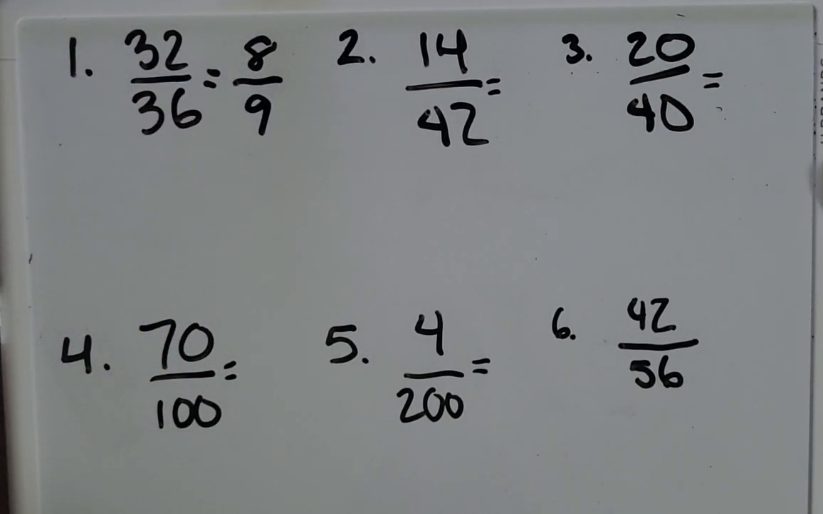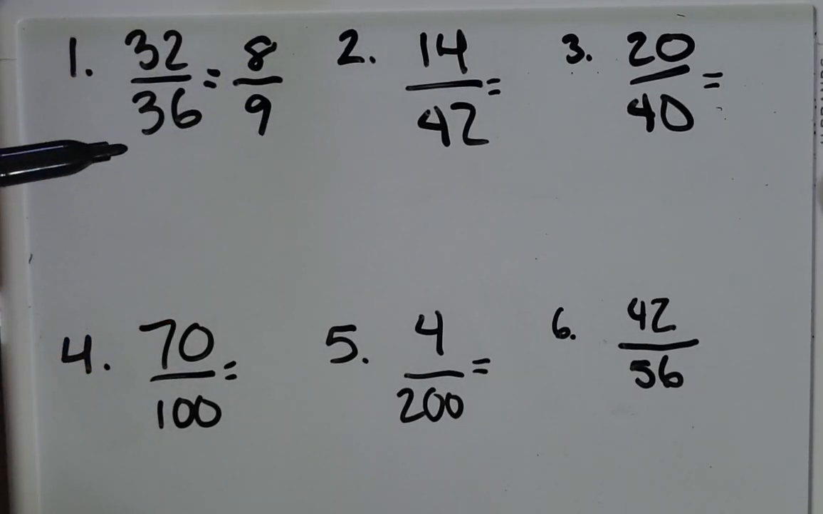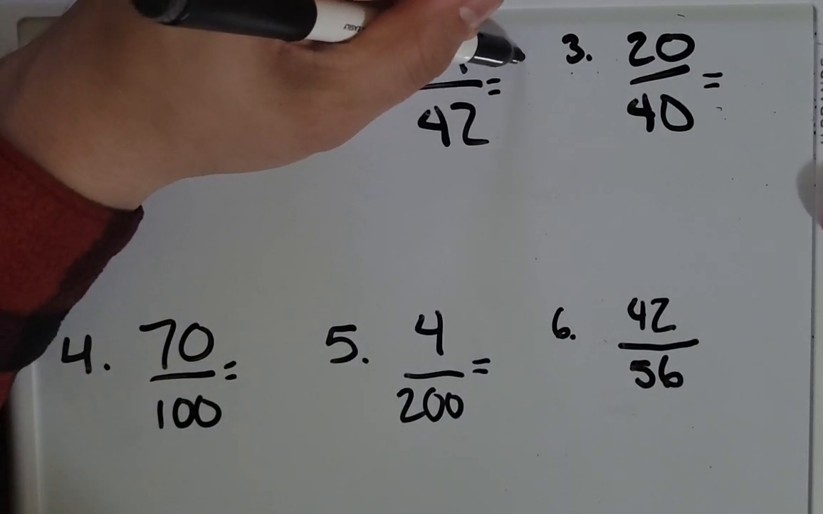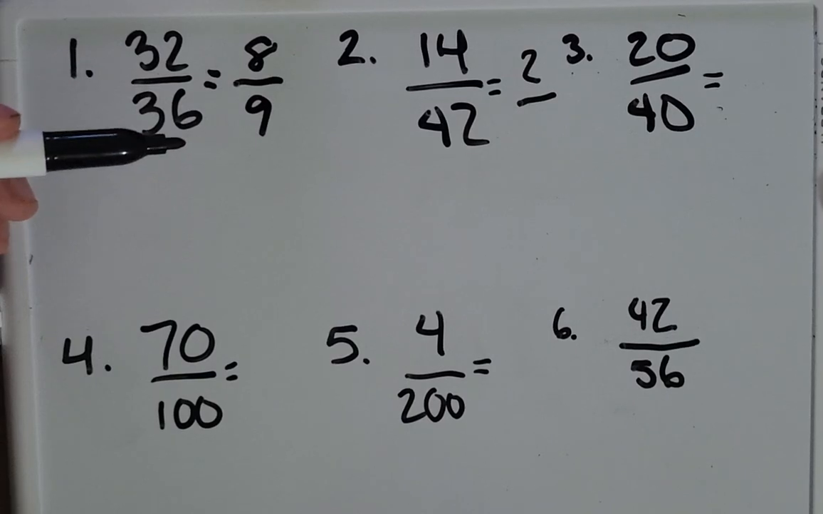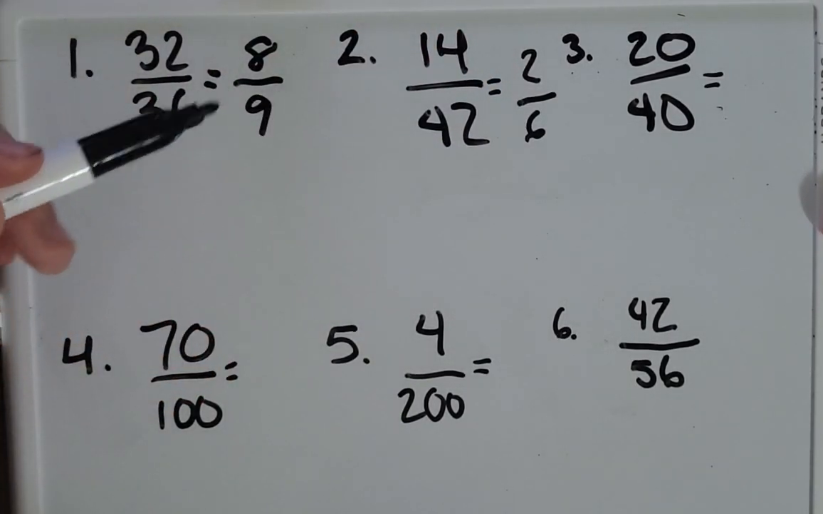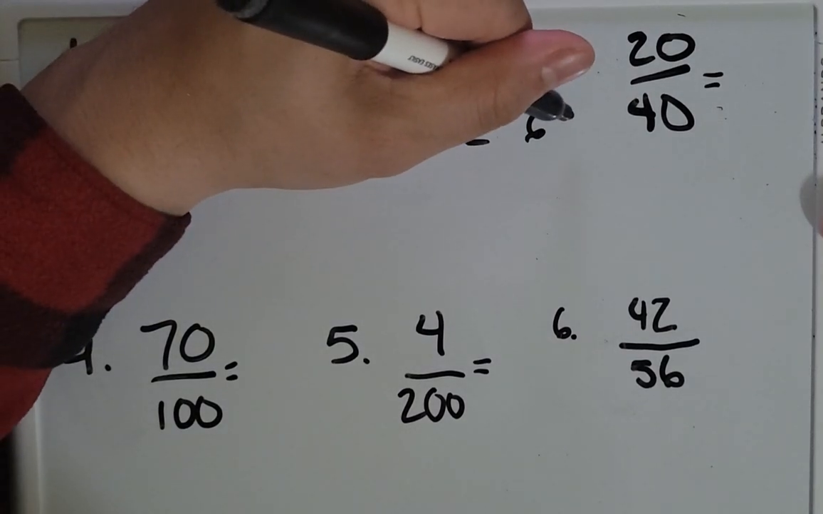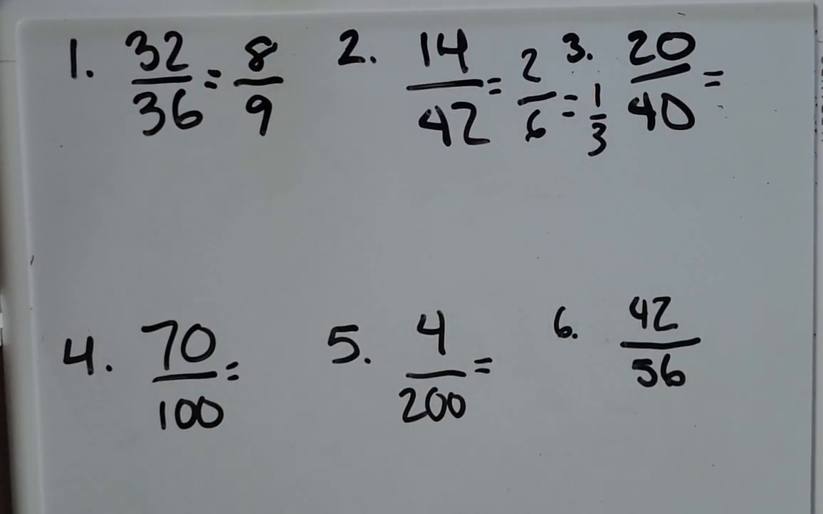14, the highest number we can use is 7, because 7 can go into 14 and 7 can go into 42, right? 7 times 2 is going to equal 14, so we're going to make that 2, right? And then 7 times 6 equals 42. Boom. That's going to make 2/6, which actually will allow us to simplify even further, and that will become 1/3, right?